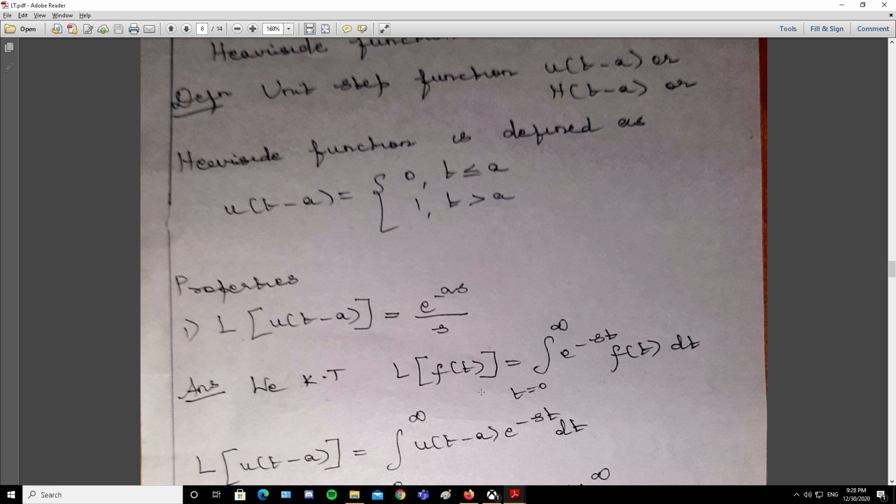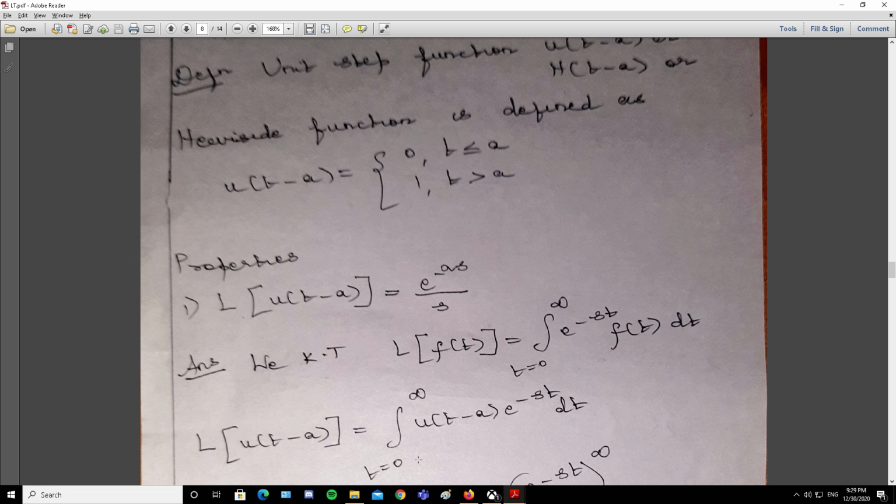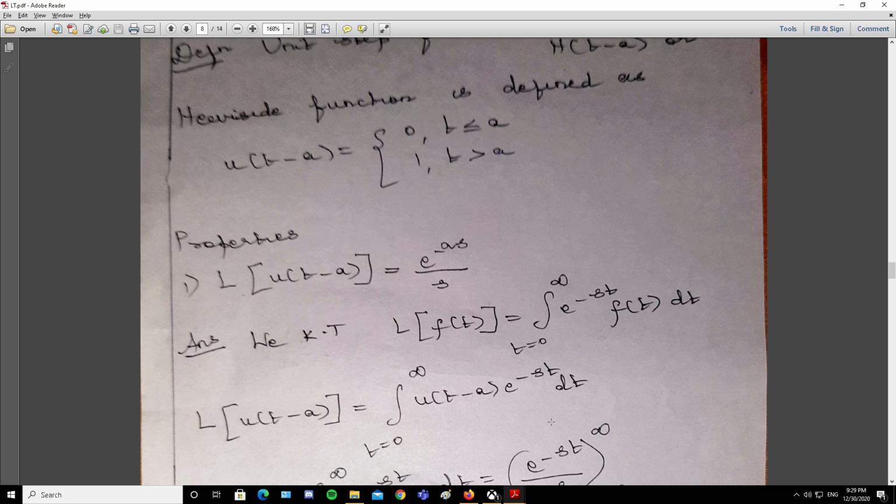So Laplace doesn't exist for all functions. It exists only for some functions. Next class I will discuss the conditions for a function to have the Laplace transform. Now here we have to find Laplace of the step function. So in place of f of t, you have u of t minus a. So integral 0 to infinity u of t minus a e power minus st dt.